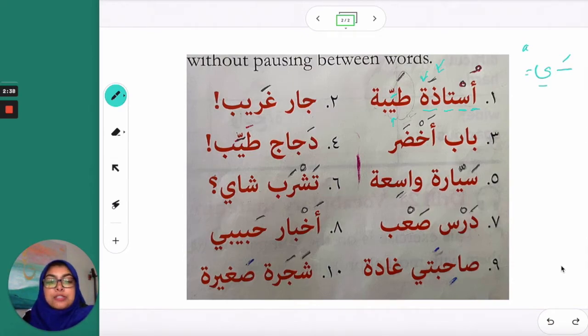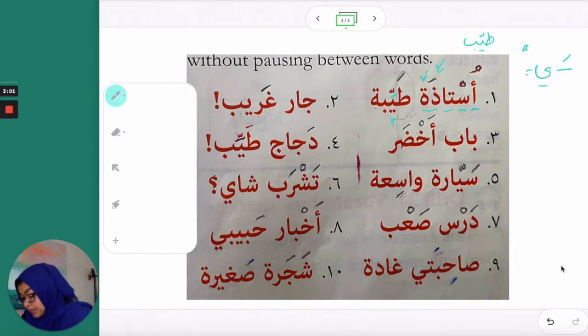So what kind of teacher are we talking about? What was the word طيب? That was a vocab word. طيب meant what? Good. So a good teacher. Good when it's طيب, when it's referring to people, is like a really good-hearted person. Okay, أستاذة طيبة.